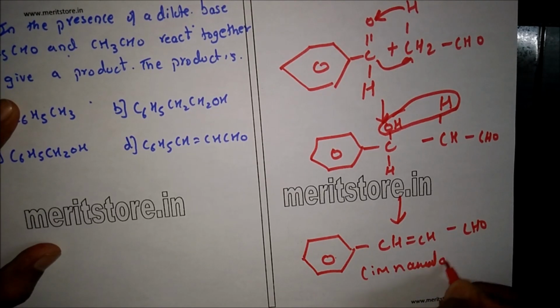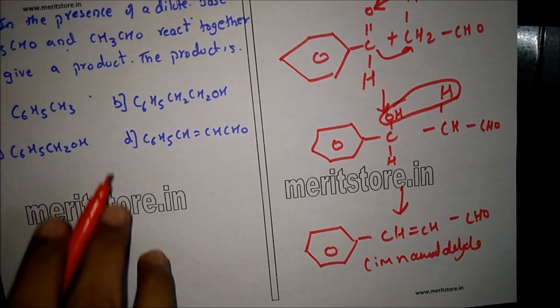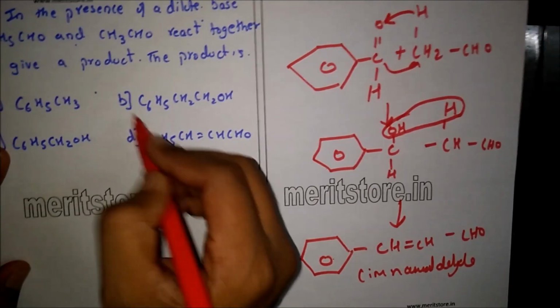Cinemaldehyde. Therefore, here the correct answer will be option D, C6H5CH=CHCHO.